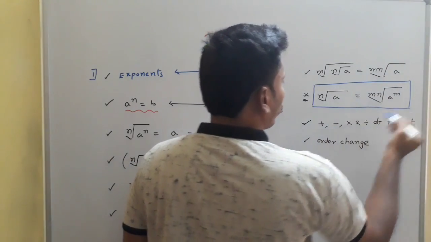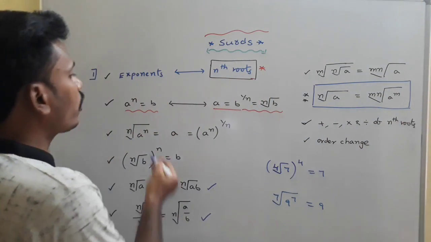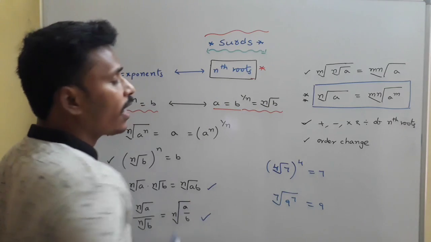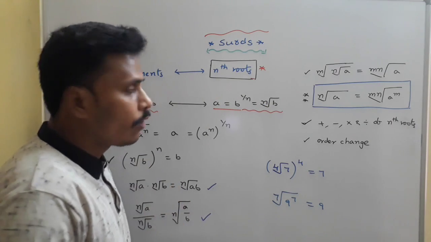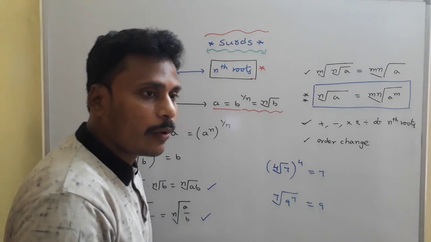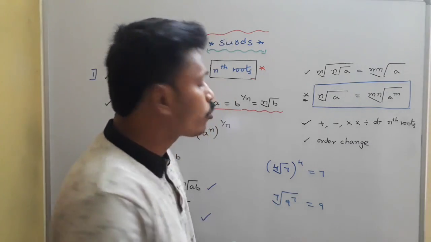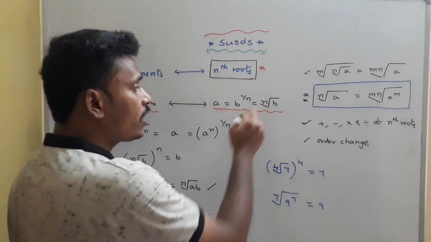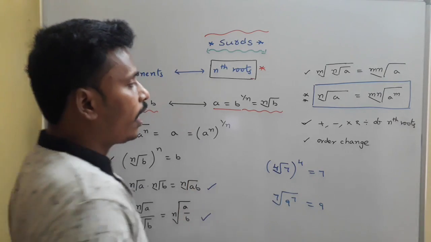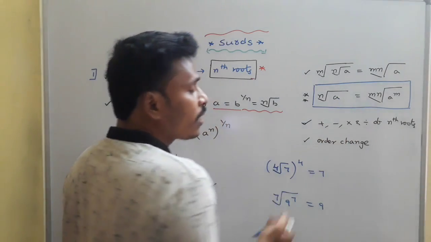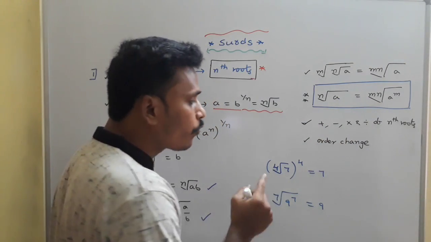Very useful law. See, related to the nth roots, this n is mentioned as the order of the nth root. If n is equals to 2, it is square root. If n is equals to 3, cube root. If n is equals to 4, fourth root. Like that, this n is what? Order of the nth root. And see, this law helps in changing the order of those nth roots.